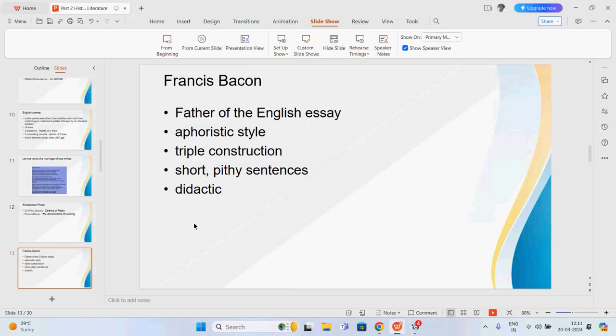He wrote very short essays. The style is very aphoristic, very didactic. He used triple sentence construction. Most of the sentences are very short and pithy. In the class today, I do not have an example sentence to give you, but in your next semester, you have a course devoted to the English essay. You will read more about Francis Bacon and his style of essays in the next semester.